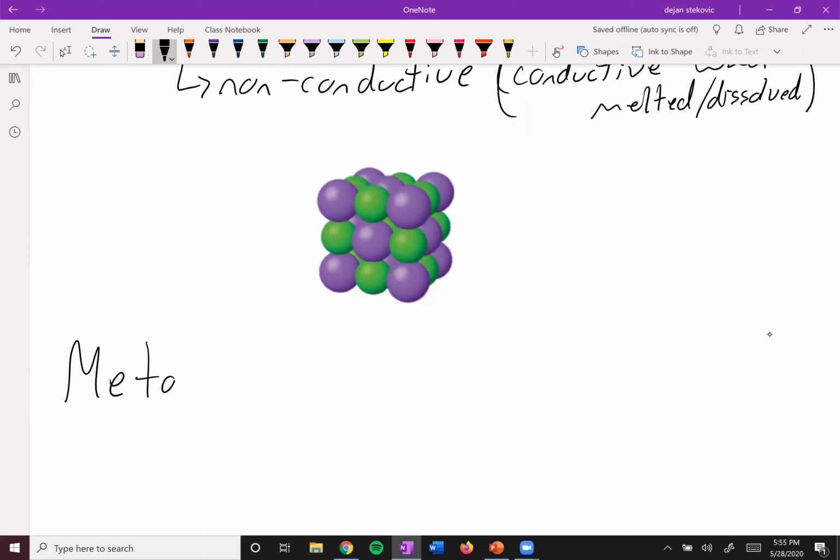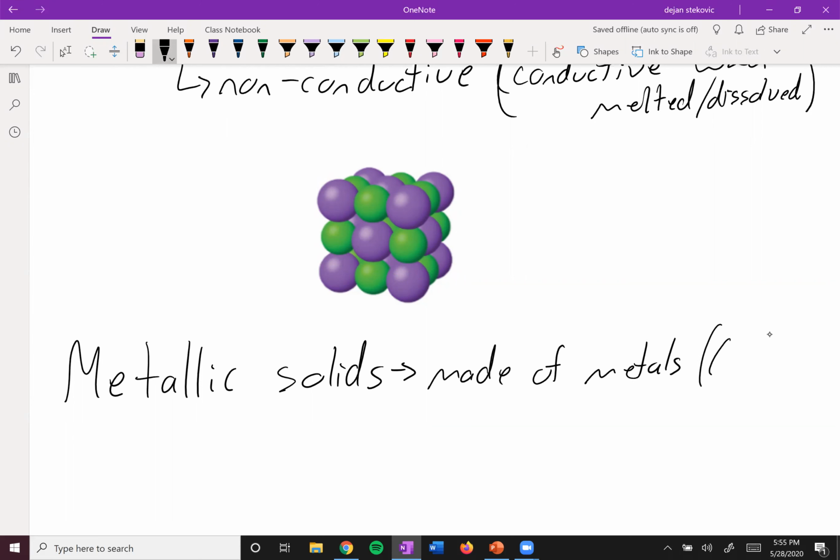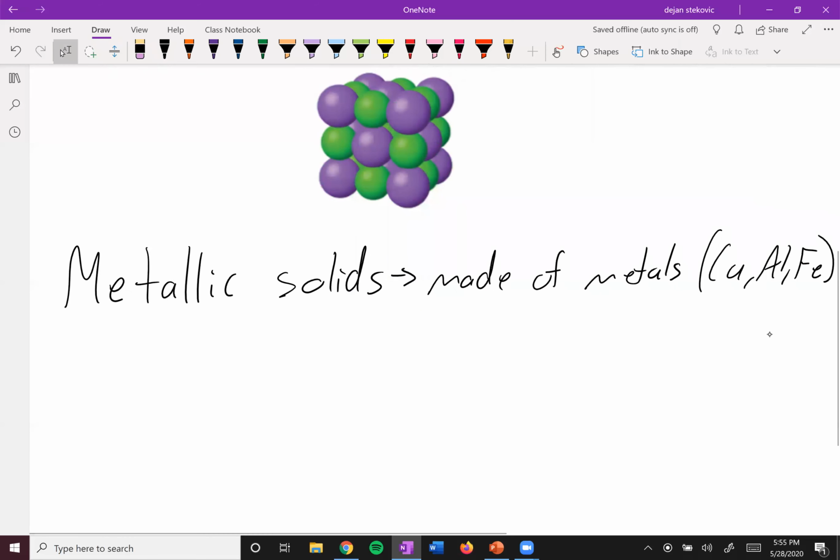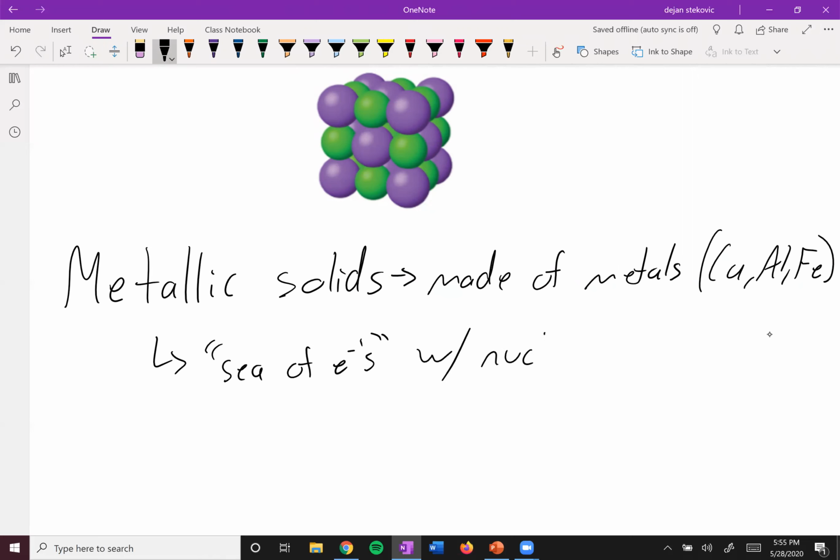Next up, we have metallic solids. These are made of all metals. It can either be the same metal or different metals, for example, copper, aluminum, iron, right? Or you can have alloys, which are a mix of the two. If you think back to the types of bonding, what we have here is metallic bonding. And so what we have is a sea of electrons with nuclei interdispersed there, right? So this is a metallic type of bonding.